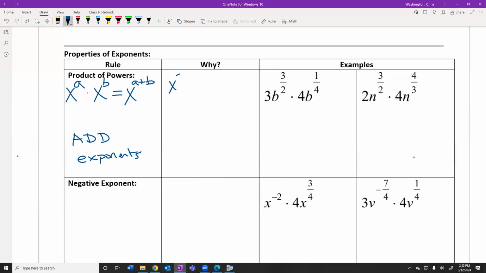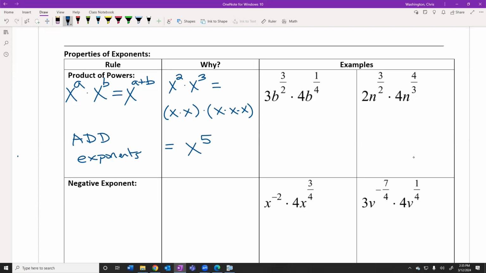So the example we're going to use is x squared times x to the third. What does x squared really mean? x times x. So in parentheses, I'm going to put x times x. That's x squared. Times, what does x to the third really mean? x times x times x. But now we really don't need the parentheses anymore. We really just have x times x times x times x times x. So what would that be equal to? That would be equal to x to the 5th power.